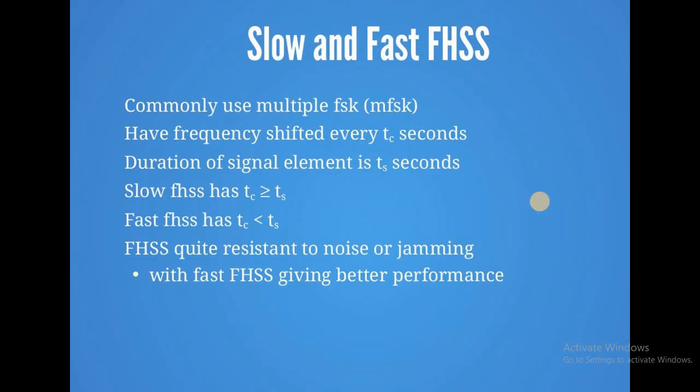What is slow and fast FHSS? Commonly multiple FSK is used, with the frequency shifted every TC seconds. The duration of a signal element is TS seconds. Slow FHSS has TC greater than or equal to TS, and fast FHSS has TC less than or equal to TS. FHSS is quite resistant to noise or jamming, with fast FHSS giving better performance.